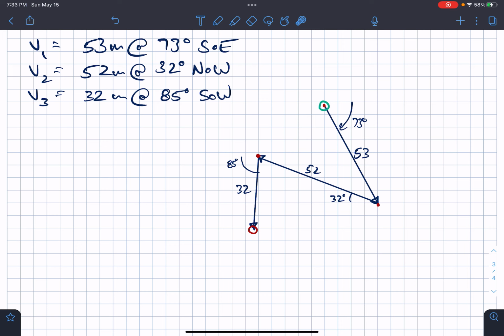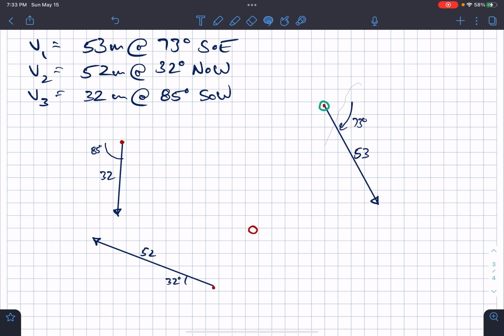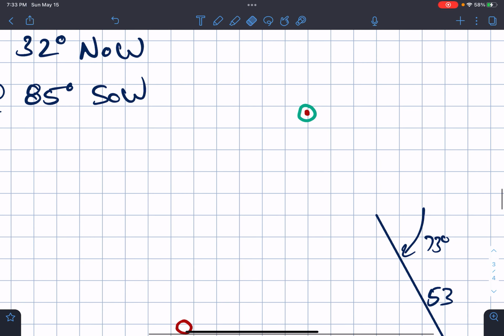The thing about vectors is that you can add them together tip to tail, but it doesn't matter what order you add them in. Let's say I'm going to take this vector here and this vector right here. I'm sorry, I'm going to leave that red dot behind, unfortunately.